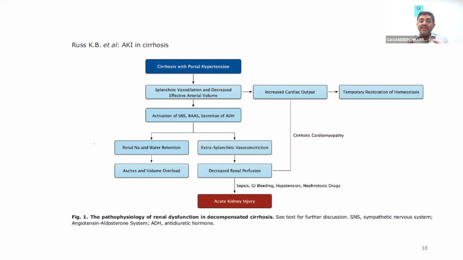as well as extrasplanchnic vasoconstriction, leading to hypoperfusion and leading to the injury. Now, this injury may be precipitated by sepsis, by GI bleeding, by hypotension, or by drugs. And along with that, cirrhotic cardiomyopathy also plays a part.